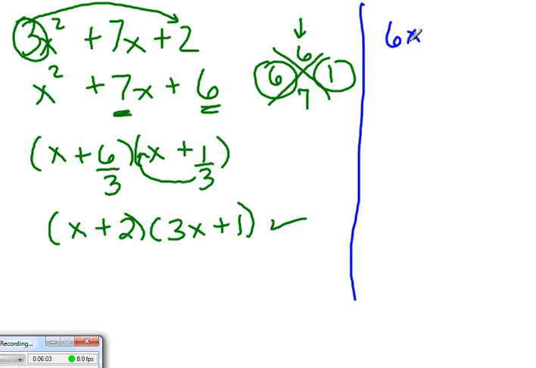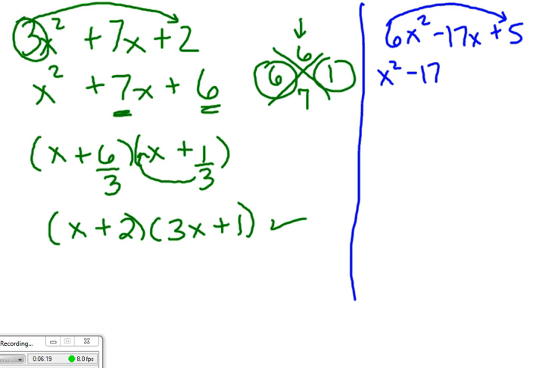A little interruption. Anyway, so we were at 6x squared minus 17x plus 5. And you're going to notice we have a coefficient other than 1, so we're going to slide and divide. x squared minus 17x plus 30. And now we're going to look for factors of 30 that give us negative 17. I'll come down here. Factors of 30 that give us negative 17.